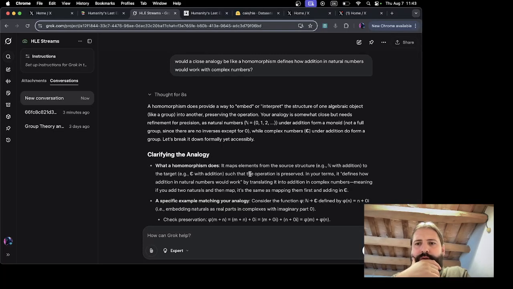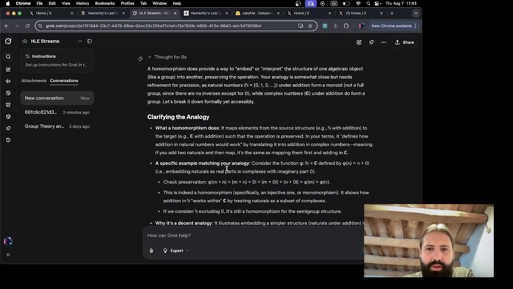It does provide a way to embed or integrate the structure of one algebraic object like a group into another, preserving the operation. Your analogy is somewhat close, but needs refinement, as natural numbers under addition form a monoid, not a full group, since there are no inverses except for 0, while complex numbers under addition do form a group. So it maps elements from the source structure, N with addition, to the target structure, C with addition, such that the operation is preserved. In your terms, it defines how addition in natural numbers would work by translating it into addition in complex numbers. Yeah, that's kind of what I meant.